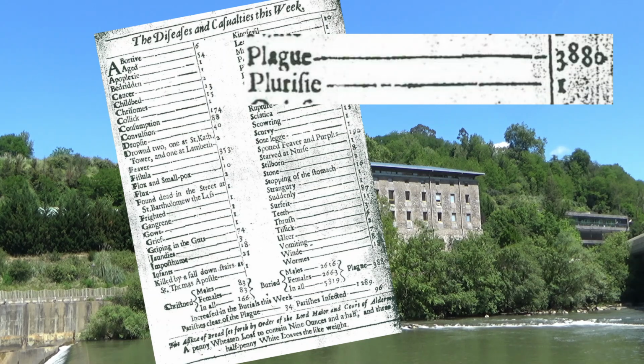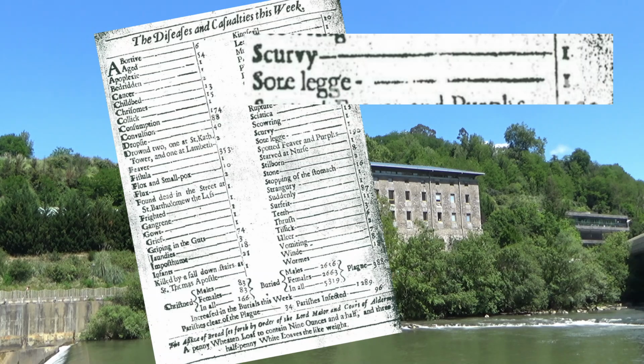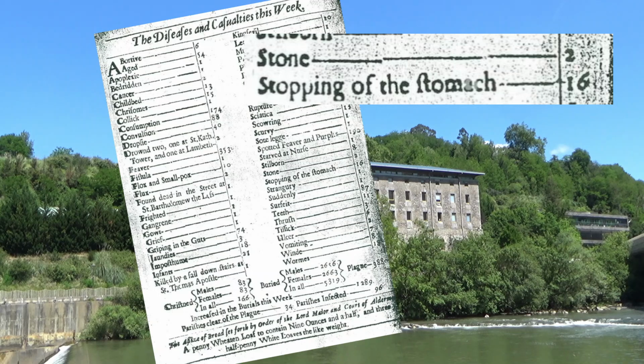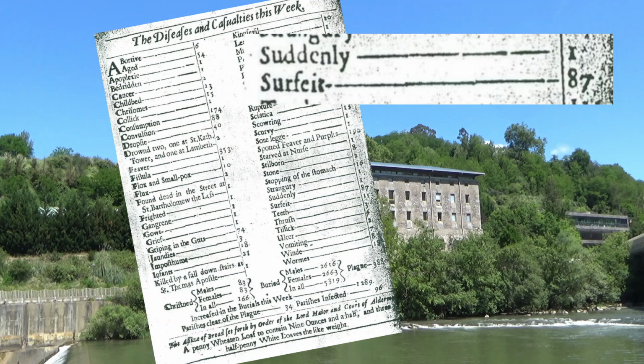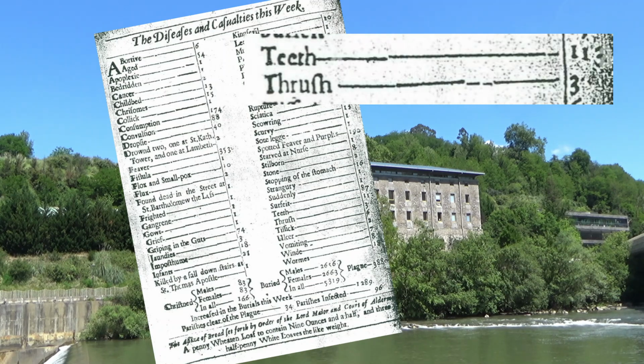Plague was the big killer. 3,880 people in 1 week. That's quite amazing. What else do we have? We have sore leg, which somebody had a pain in their leg and they died. Stone, I don't know what kind of stone that is. Stopping of the stomach. Suddenly, there you go, there's a good way of dying. Suddenly, nothing more, it just died. Surfeit. Well, normally surfeit is when you have too much of something, but what they had a surfeit of, I have no idea. Teeth. A lot of people died of teeth.